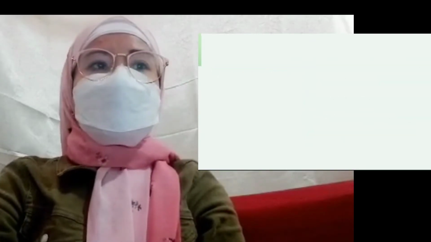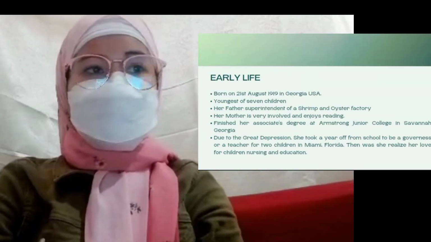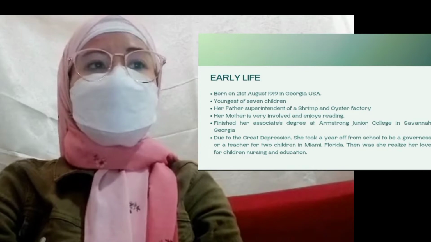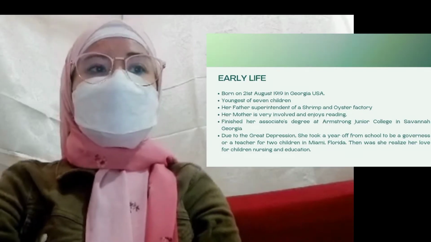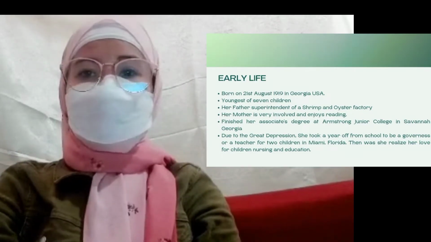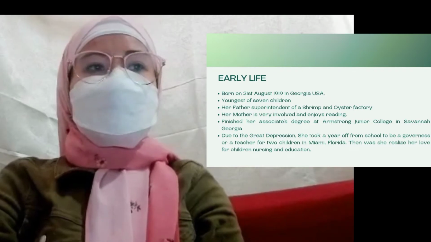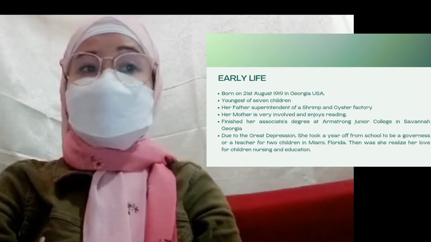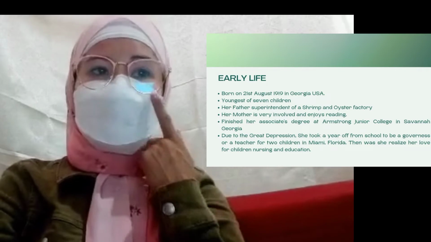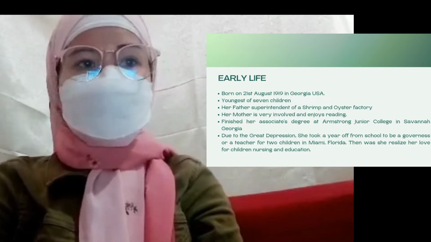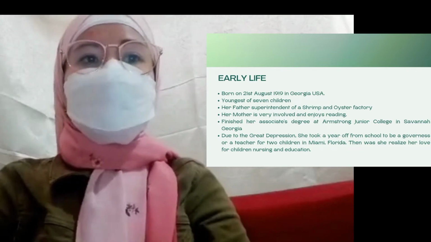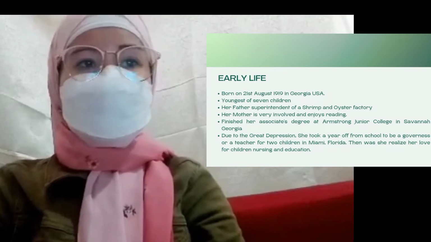And to proceed with this topic, for the early life of Dorothy Johnson, she was born on August 21, 1999 in Georgia, USA. Dorothy Johnson is the youngest of 7 children. Her father was a superintendent of a shrimp and oyster factory. Her mother was very involved and enjoyed reading.